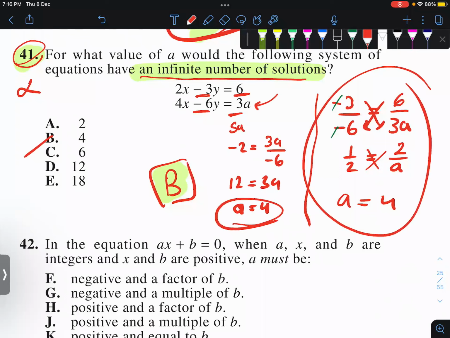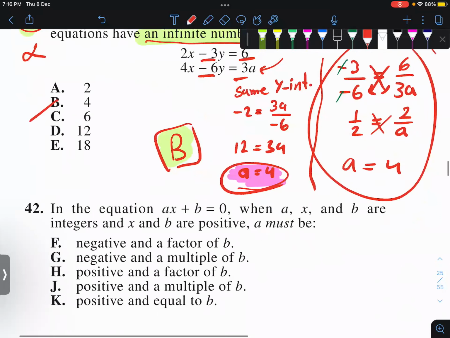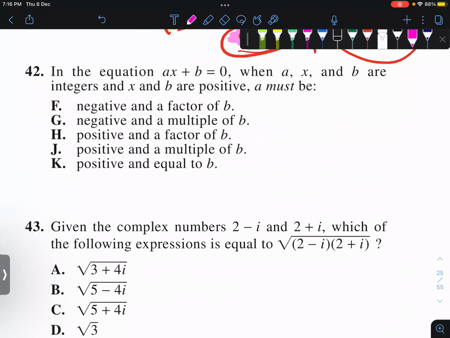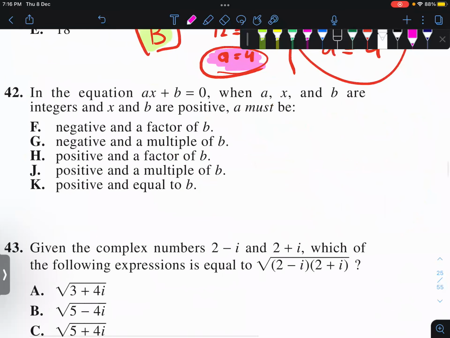Because of what? Same y-intercept and same slopes, but the slope will not help me here because the position of A is with the y-intercept. Understood? So the value of A is 4. Yes. Question 42. In the equation ax plus b equals 0, a and b are integers and x and b are positive. A must be, when it's 0 here, negative and a factor of b.